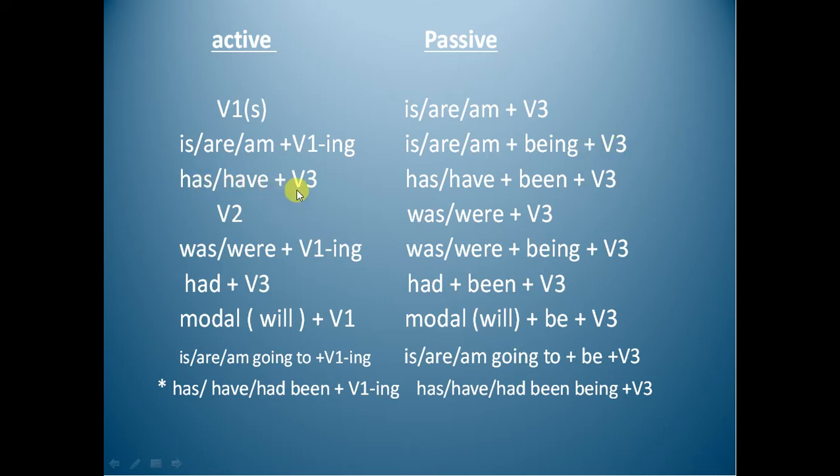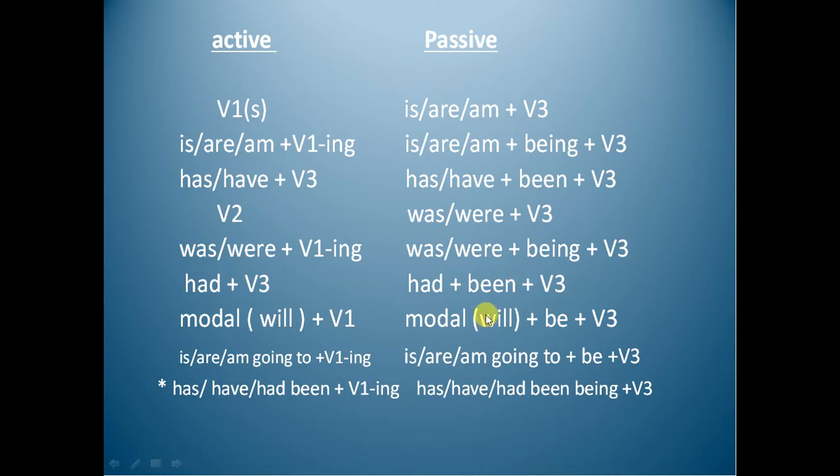Has, have plus verb 3, it will be has, have been plus verb 3. Verb 2, was, were plus verb 3. Was, were plus verb 1 plus ing, it will be was, were plus being plus verb 3. Had plus verb 3, it will be had been plus verb 3. Modal or will, can, could, shall plus verb 1, these are the modals. You'll change them into modal, can, could, shall, will, etc.